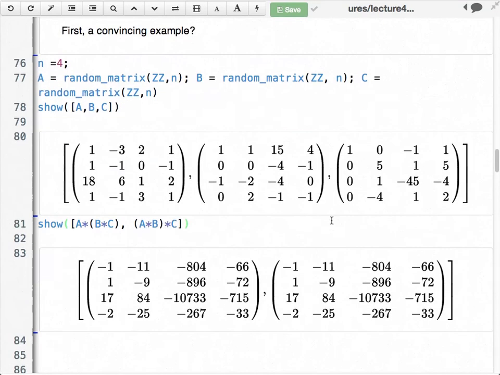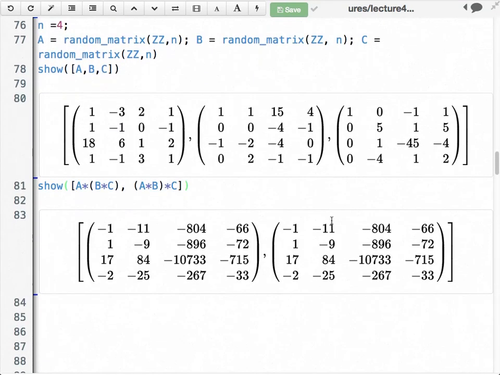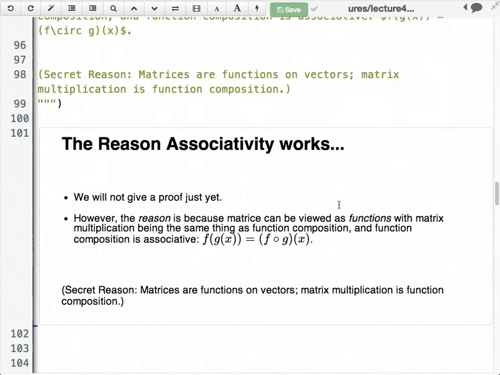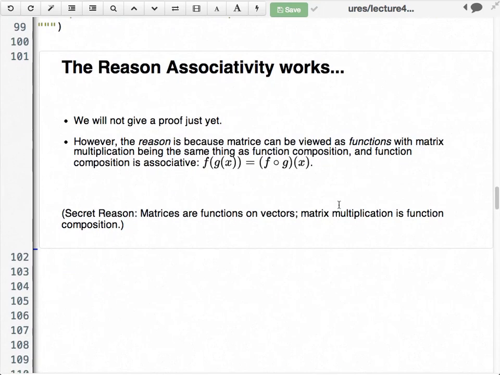Just for fun first, here's a random example. I just took 3 matrices, totally at random, that are 4 by 4, and I multiplied it in both ways, A times B times C and A times B times C. And you can see that the results came out the same. All right, so now the reason for associativity. I won't consider this really a formal proof, but here is a good reason.